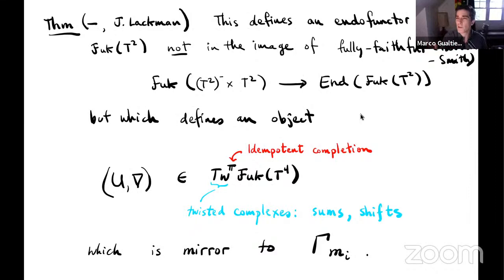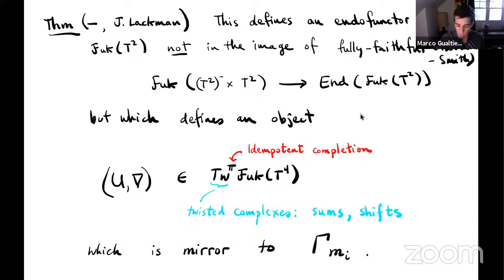And the problem is that we don't have kernels and images. This is not an abelian category. So we cannot produce the image of the projection. We cannot somehow separate out the sub-object from inside the object. So the solution to this is that we do the idempotent completion, otherwise known as the Karoubi envelope.